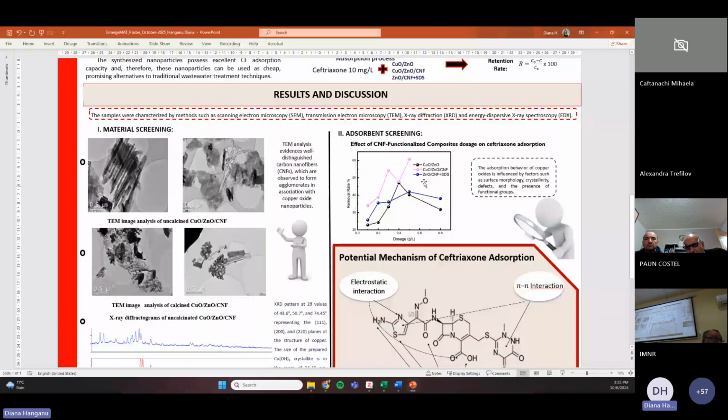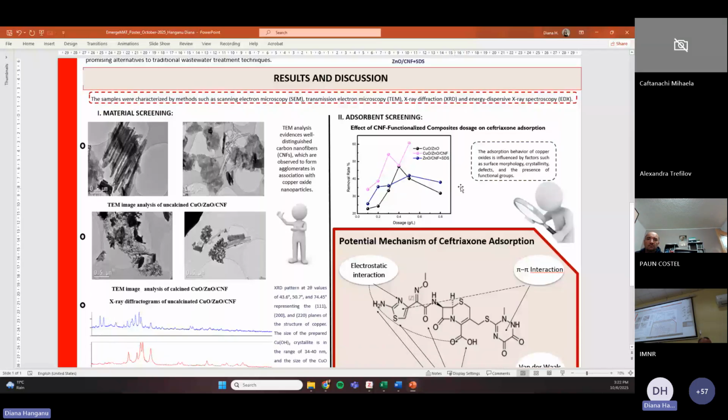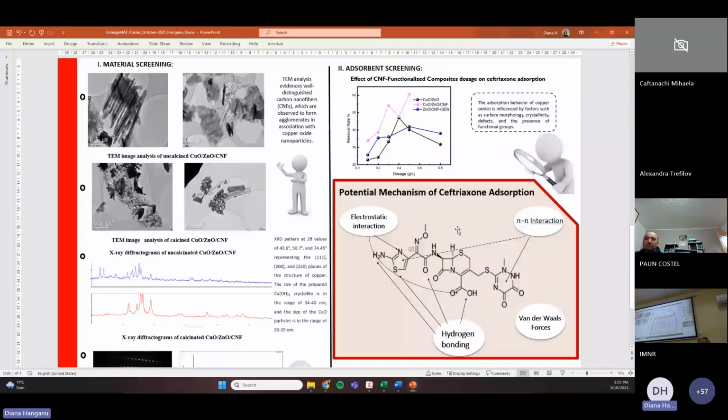The best performance was made with carbon nanofibers decorated with copper oxide and zinc oxide, because we tried with and without carbon nanofibers, showing that both the oxides and the carbon nanofibers had an important value in this material. We tried to understand, of course, the mechanism behind it as well. So we dug a little bit deeper.